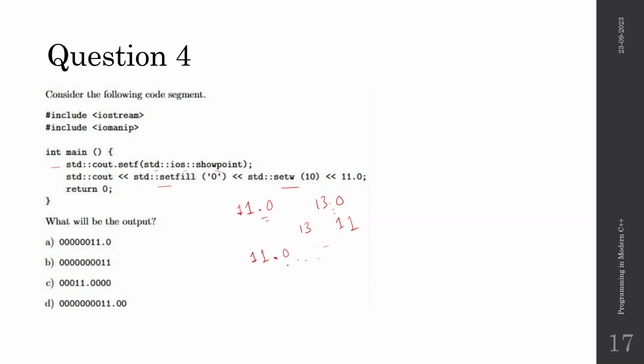So cout has a default precision of 6 significant digits. Okay, so basically 6 digits, that is the minimum precision of cout. So in this case, because of the showpoint, there will be 4 zeros that will be printed. Okay, 11 and 4 zeros. So total there will be 6 digits. So that will be the effect of this.